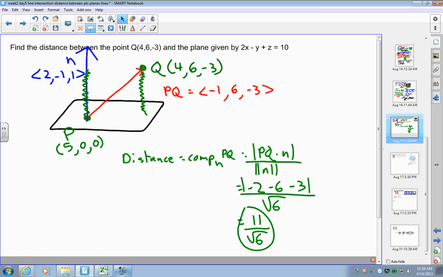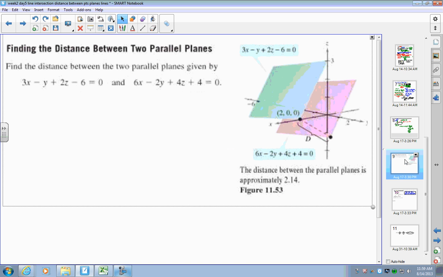So instead of a point and a plane, I want to look at a distance between a plane and a plane. Now remember, the only one that really makes sense is if it's parallel planes, because then that distance is constant. Okay? So we're going to take a look at this one where I have two planes. They even draw them for you from the book, and they're looking at the distance between them.